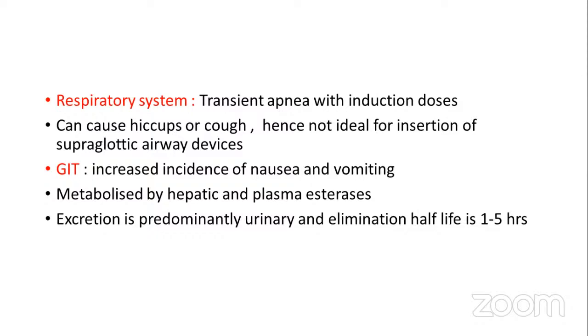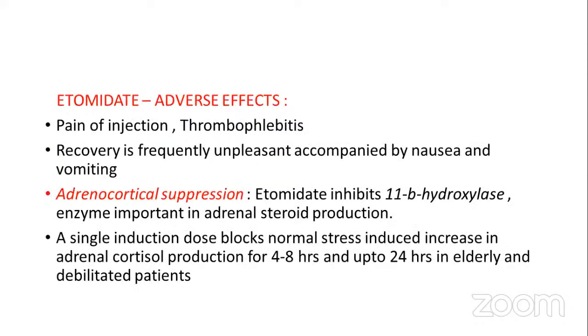It is metabolized by hepatic and plasma esterases. Excretion is by the kidney, and elimination half-life is 1 to 5 hours. Adverse effects of Etomidate. We see pain on injection with Etomidate and thrombophlebitis in the post-op period. Recovery is frequently unpleasant, accompanied by nausea and vomiting.